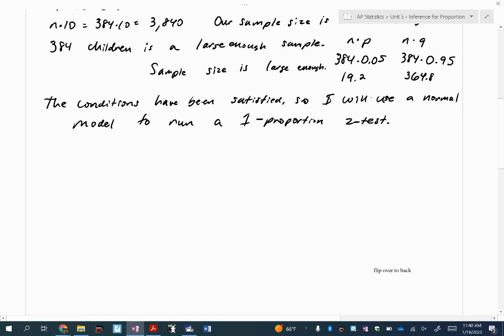All right, we're going to calculate the z-score. So I'll write it down for you. P hat minus p over the standard deviation of p hat. I know many of you already know the standard deviation of p hat formula: P times q over n, the square root of all of that.